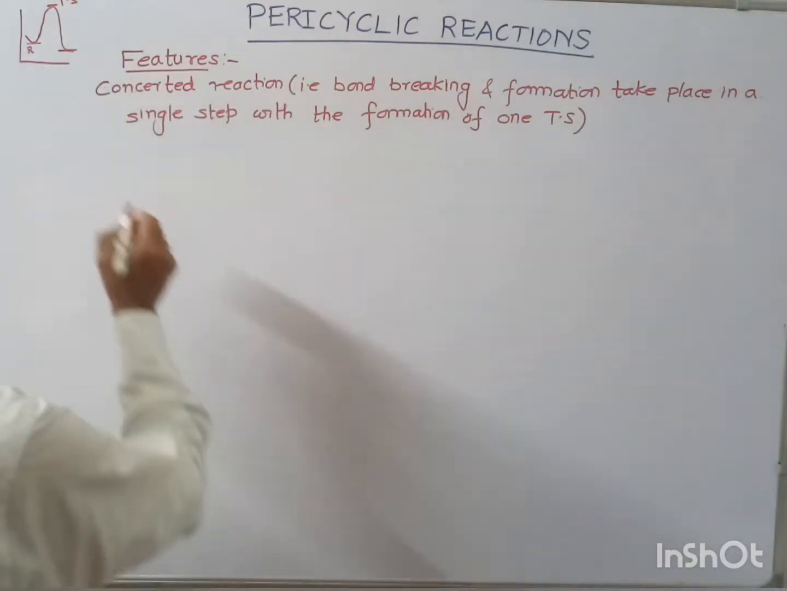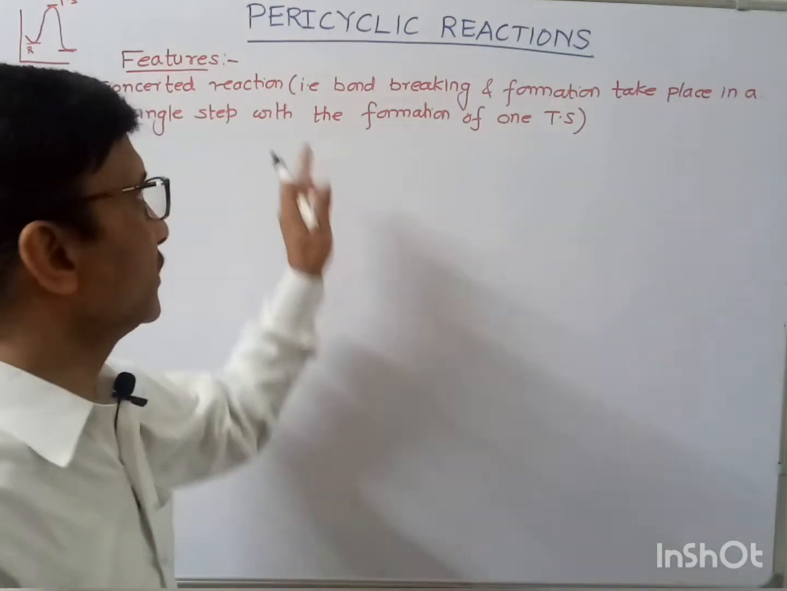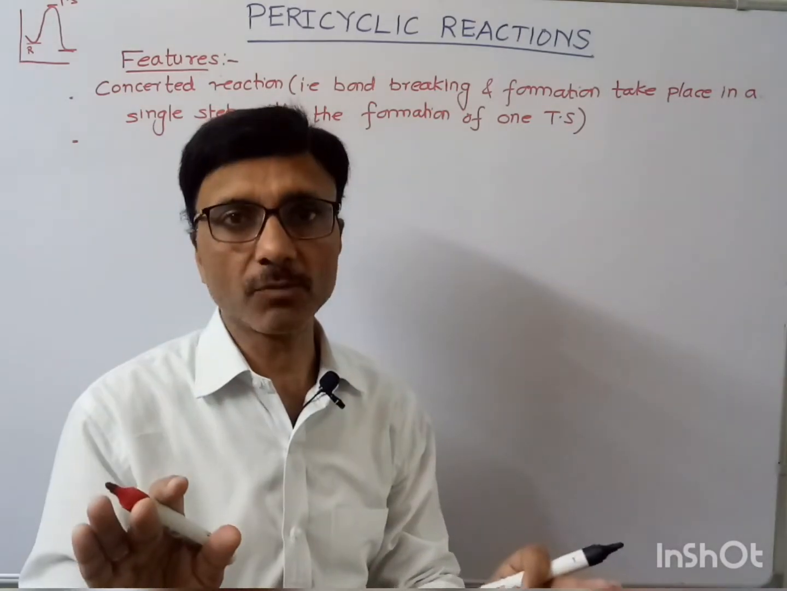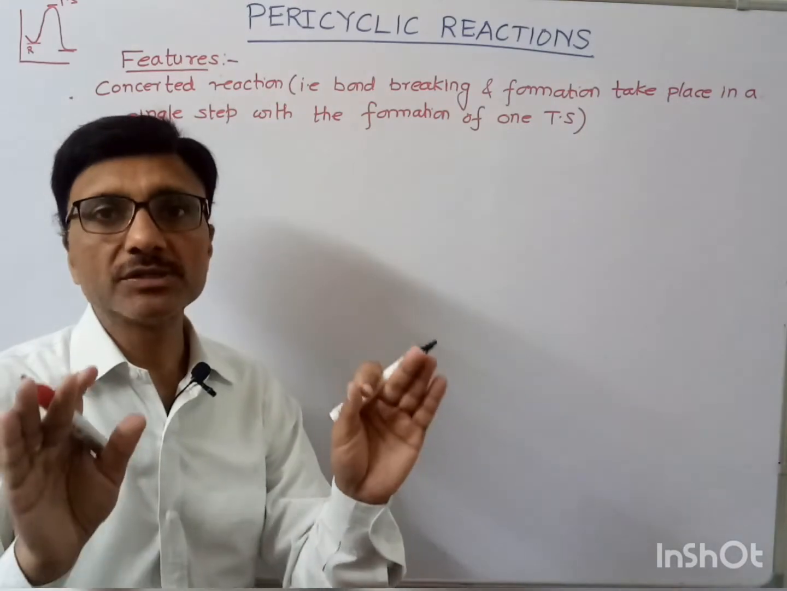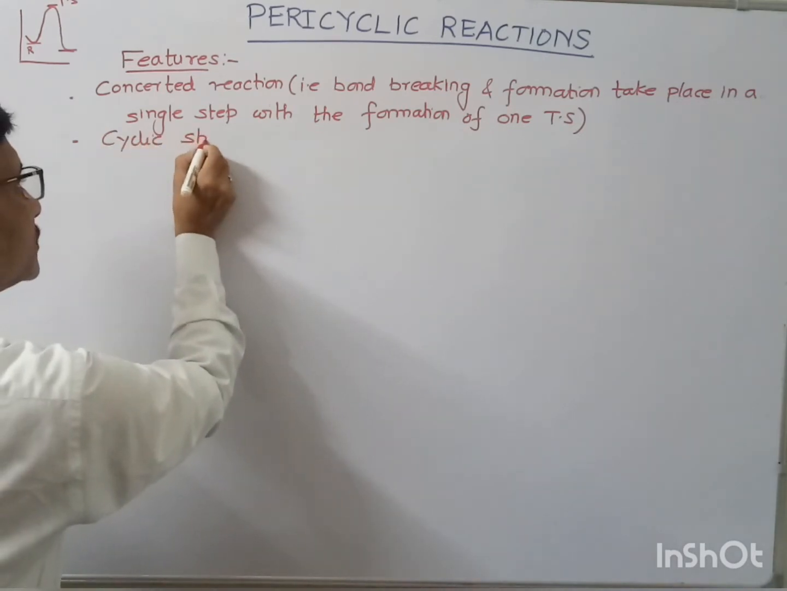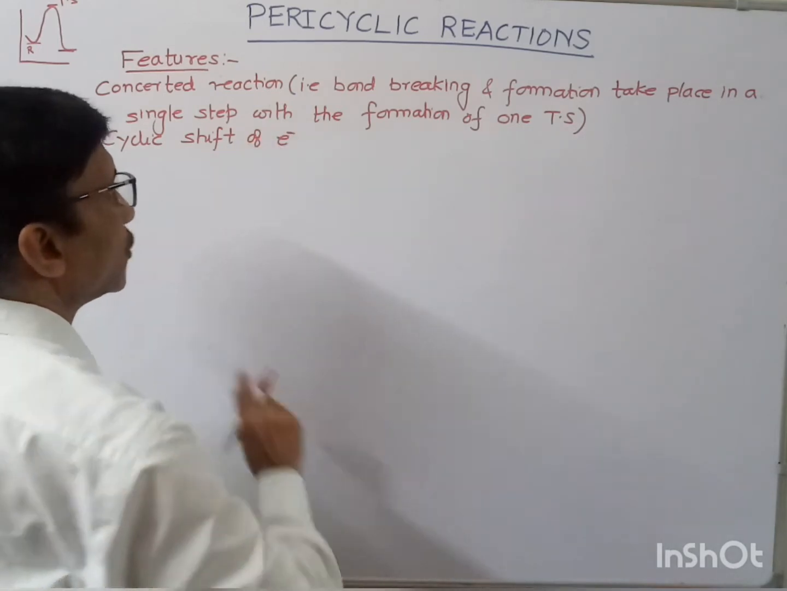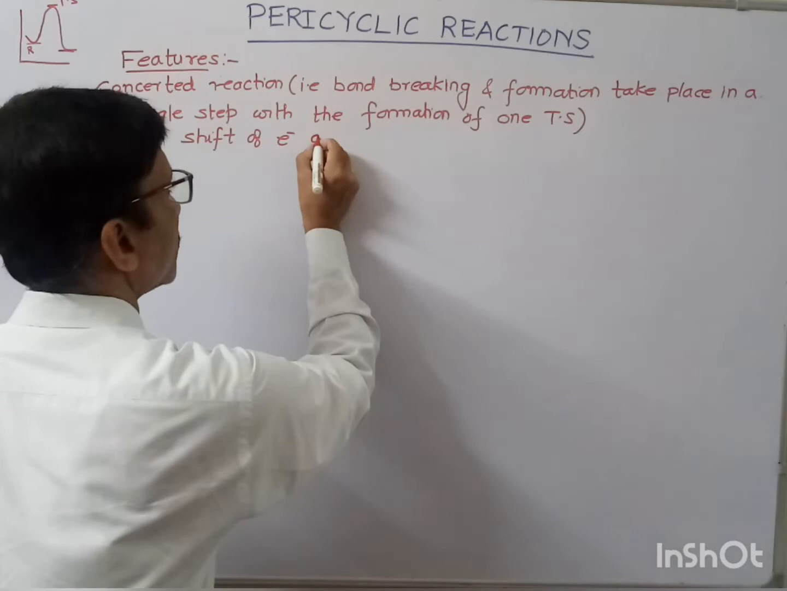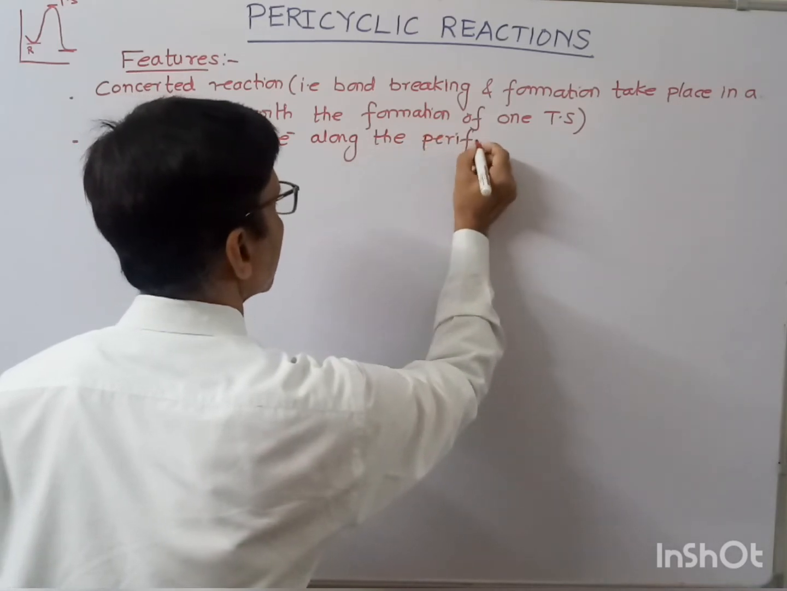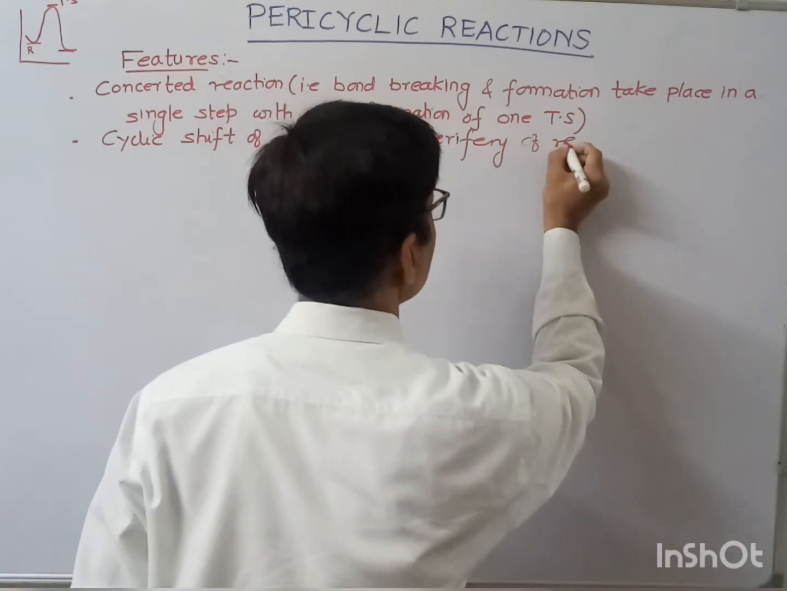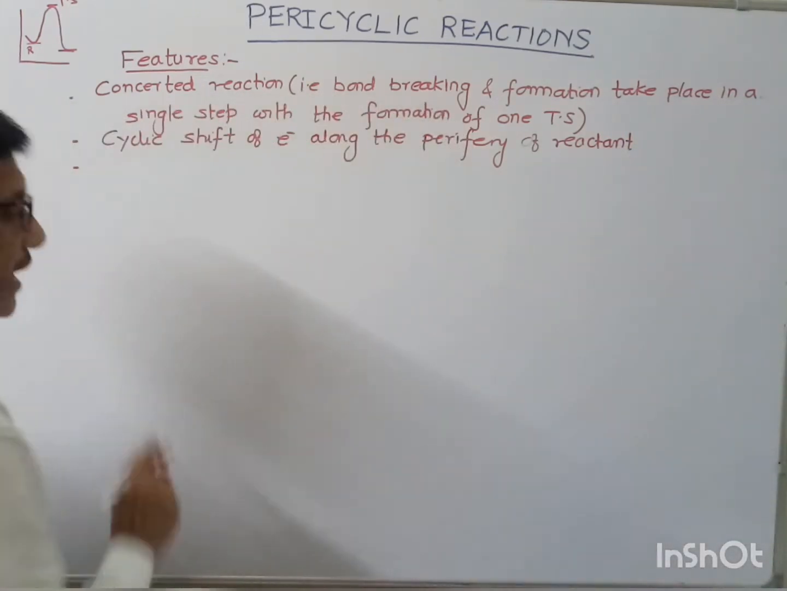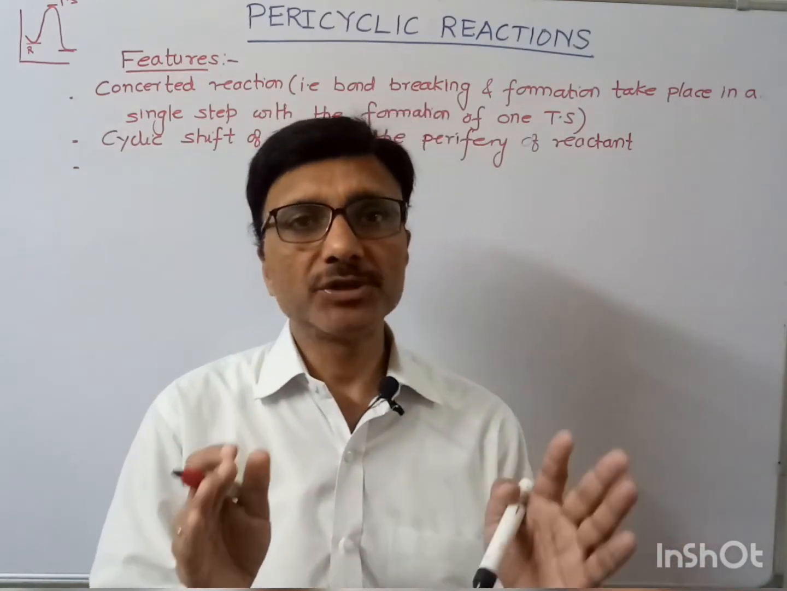Next, here the cyclic shift of electrons will take place. Pericyclic means there is a cyclic shift of electrons along the periphery of the reactant molecule. You will see in the mechanism that the cyclic shift of electrons occurs. That is called a pericyclic reaction.